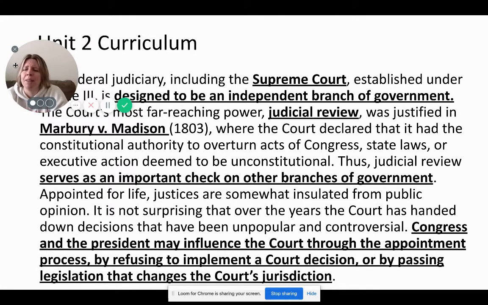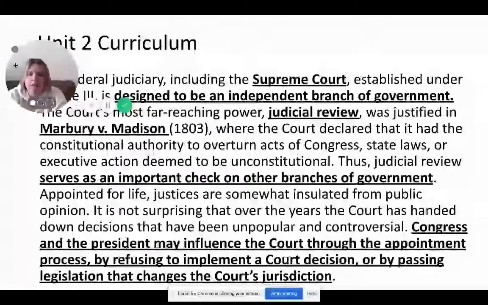Congress can impeach them, but that tends to be very, very rare. But they don't have to worry about, is this decision going to be popular? Are people going to vote for them again? They don't have to worry about that kind of stuff. So they're really free from that kind of public pressure, basically.